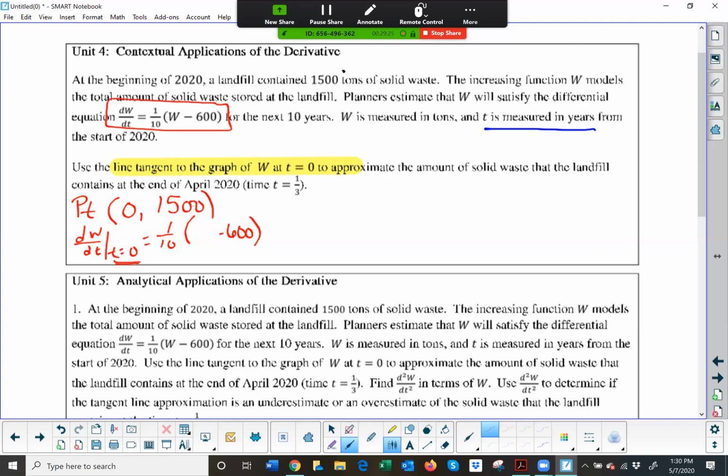So it's this ordered pair. Think of this as a t comma W ordered pair. So what I really need to put in here is 1500, okay? That probably is the trickiest piece of this particular problem. So I'm getting 90 for my slope. Now I can write the equation of the line.